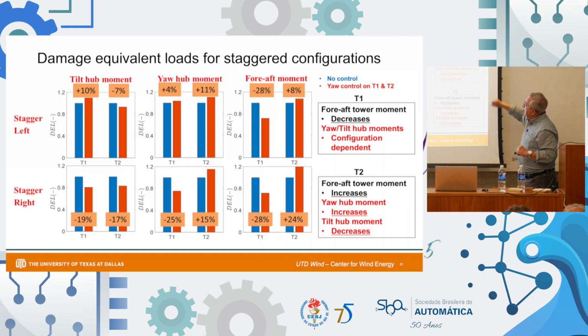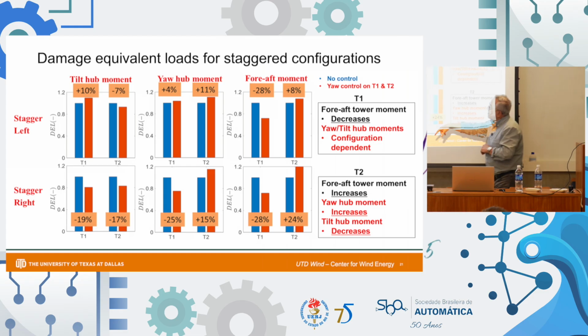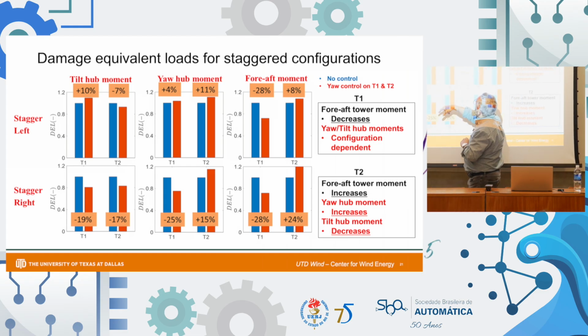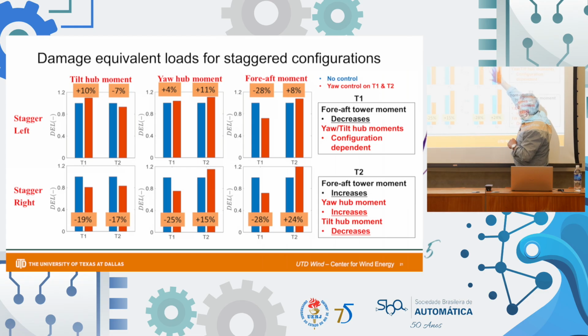That's for T1. For T2, now we are providing more wind to T2. So if we are providing more wind to T2, the fore aft is going to increase. Then this is very logical. These two things are very logical, expected. And then the increases are shown here. This is the fore aft side for T1, T2 on the stagger left, and this is the fore aft side on T1, T2 for stagger right.